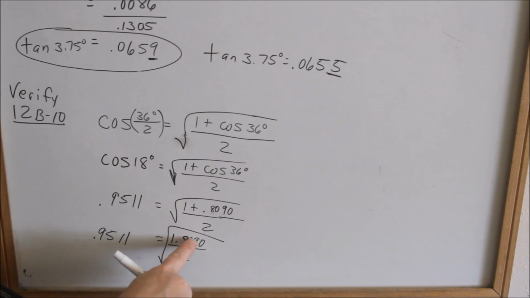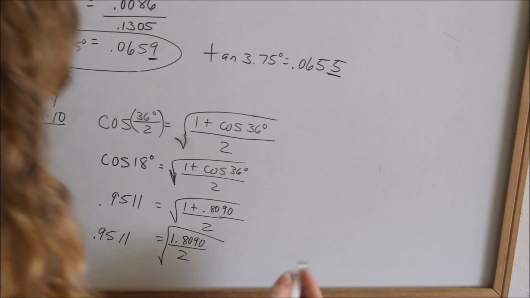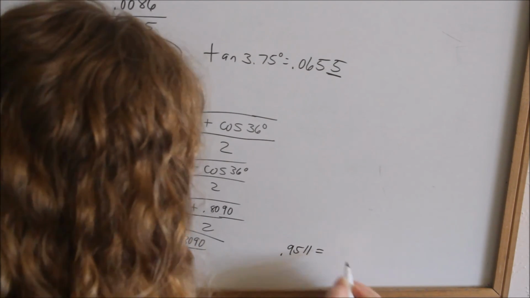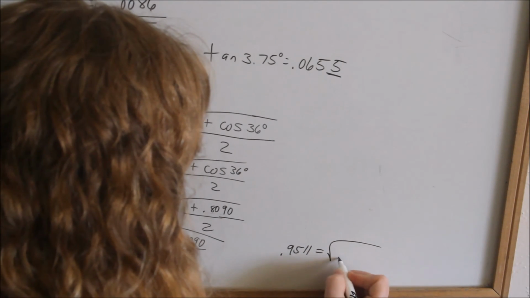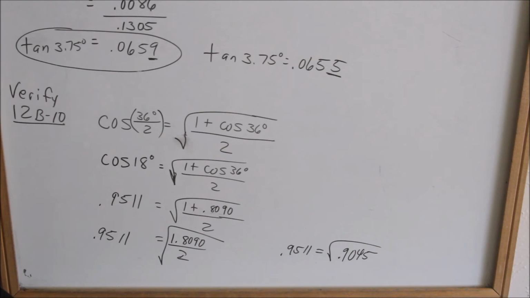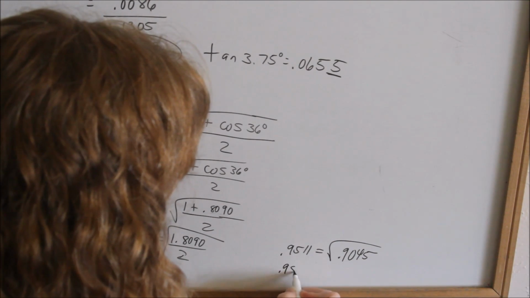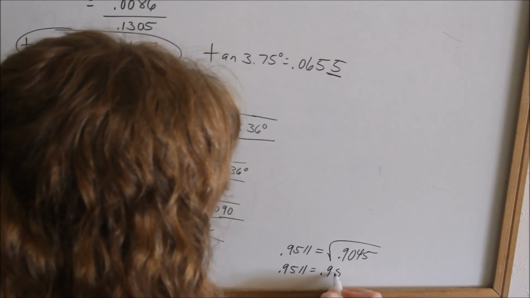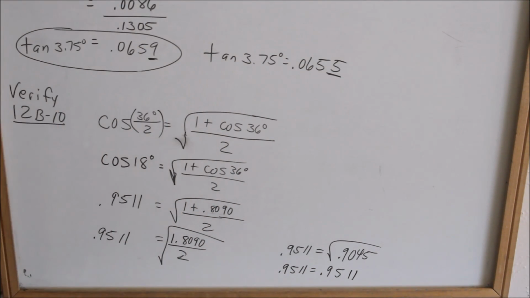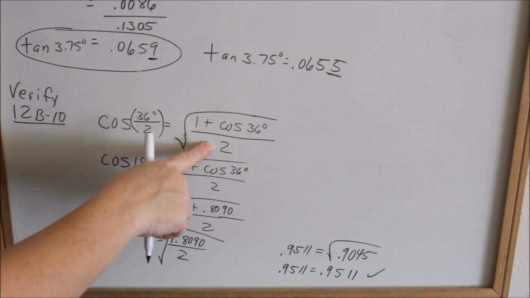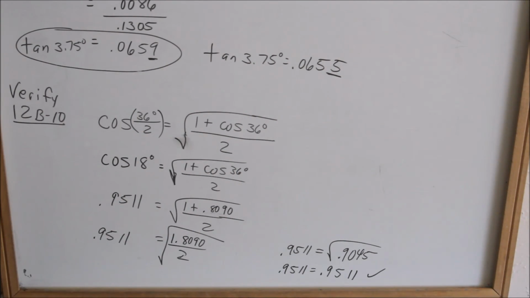So if I took this divided by 2, the next step would be 0.9511 equals the square root of 0.9045. Then take the square root of that. 0.9511 is equal to 0.95105, which rounds out to that. So basically what we did is we proved that this does really equal that, these half-angle identities truly do work.